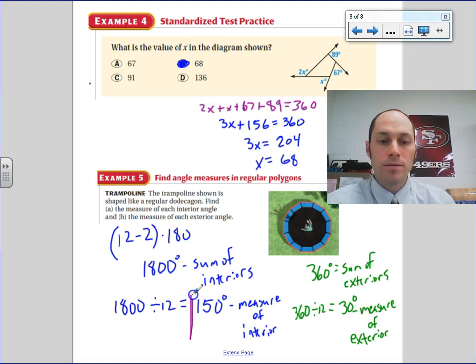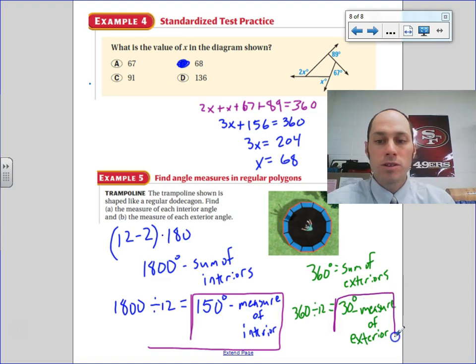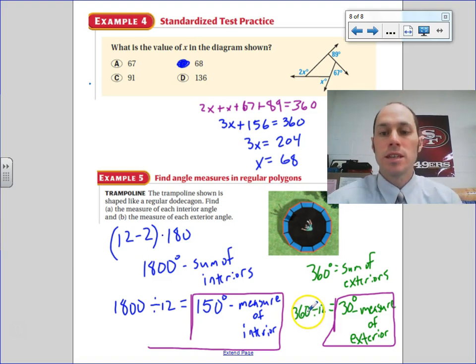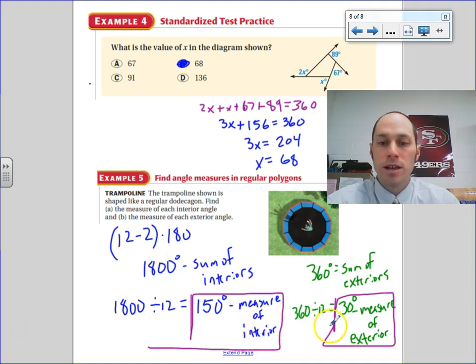Another way I could do that, I could save myself a little bit of work, knowing that if there's 360 degrees always in the exterior, I could have just done 360 divided by 12 to get 30, and know that the exterior and interior angles are supplementary in a linear pair. So I could have just subtracted 30 from 180 to get 150, or vice versa. So use those connections that you know about those angles.